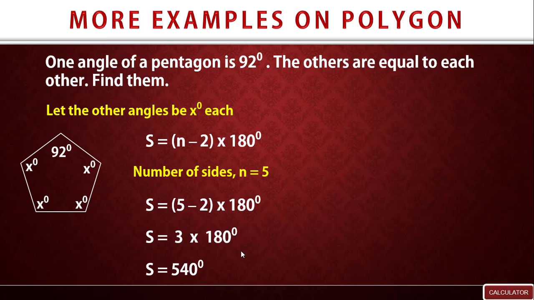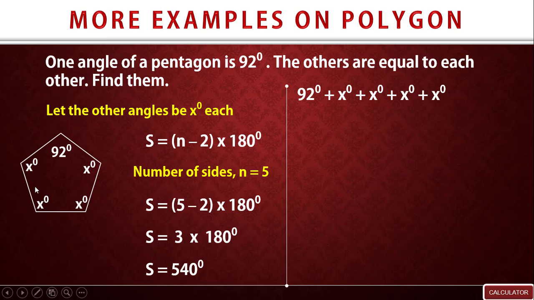Having done that, the next thing to do will be for us to add everything in this pentagon. So that means we'll start from the 92 degrees. 92 degrees plus s degrees plus s degrees plus s degrees plus s degrees. So we added everything together, and that will equal the sum of interior angles, which is 540 degrees.